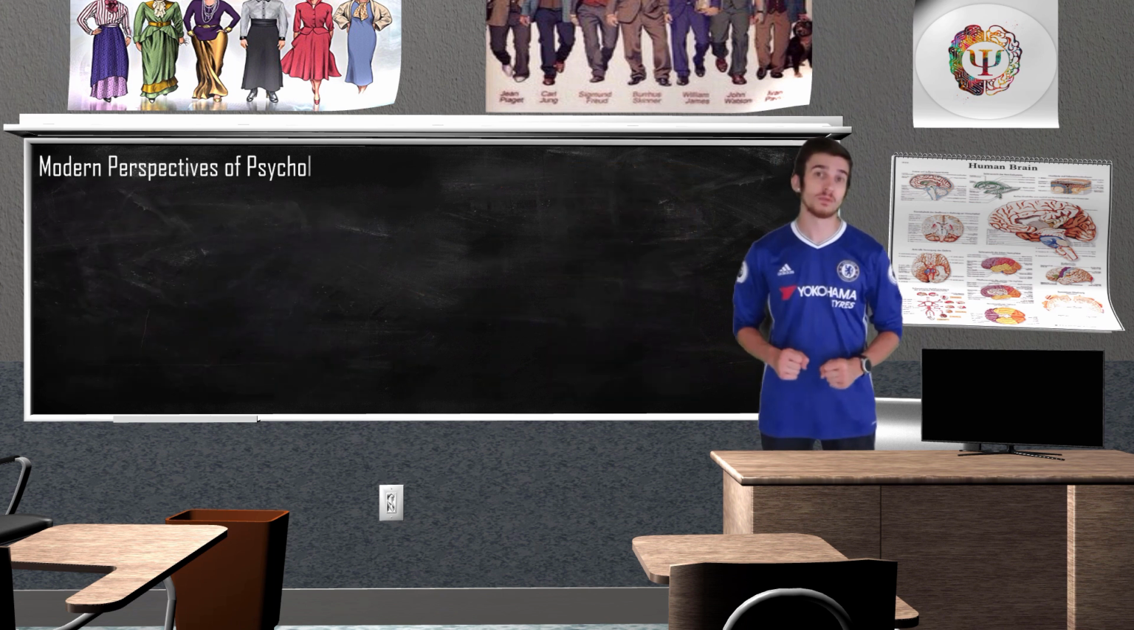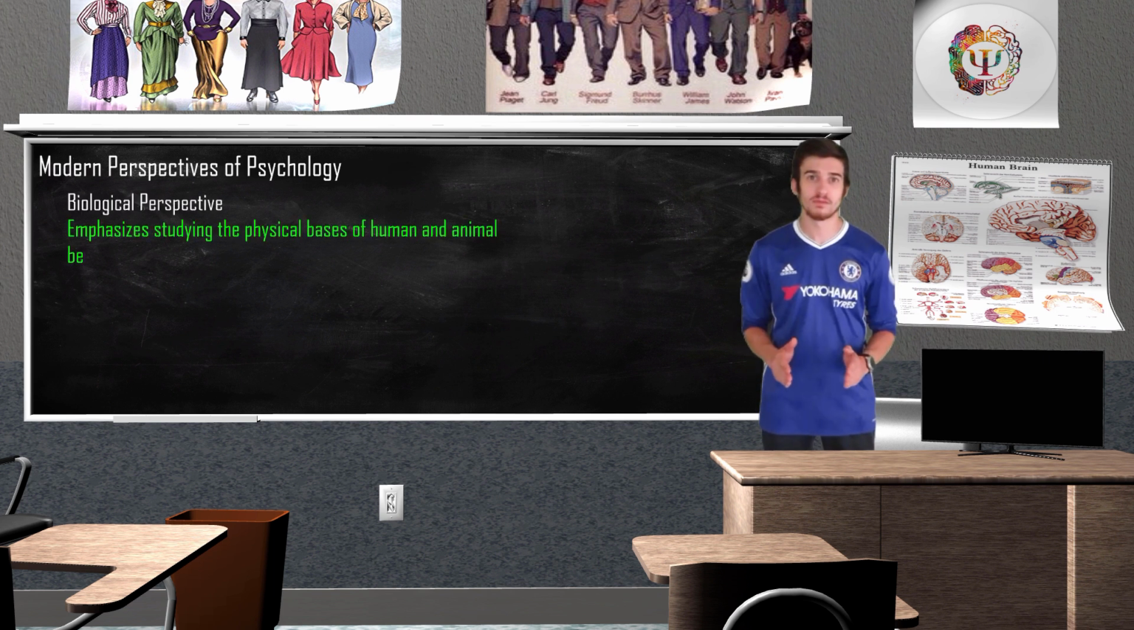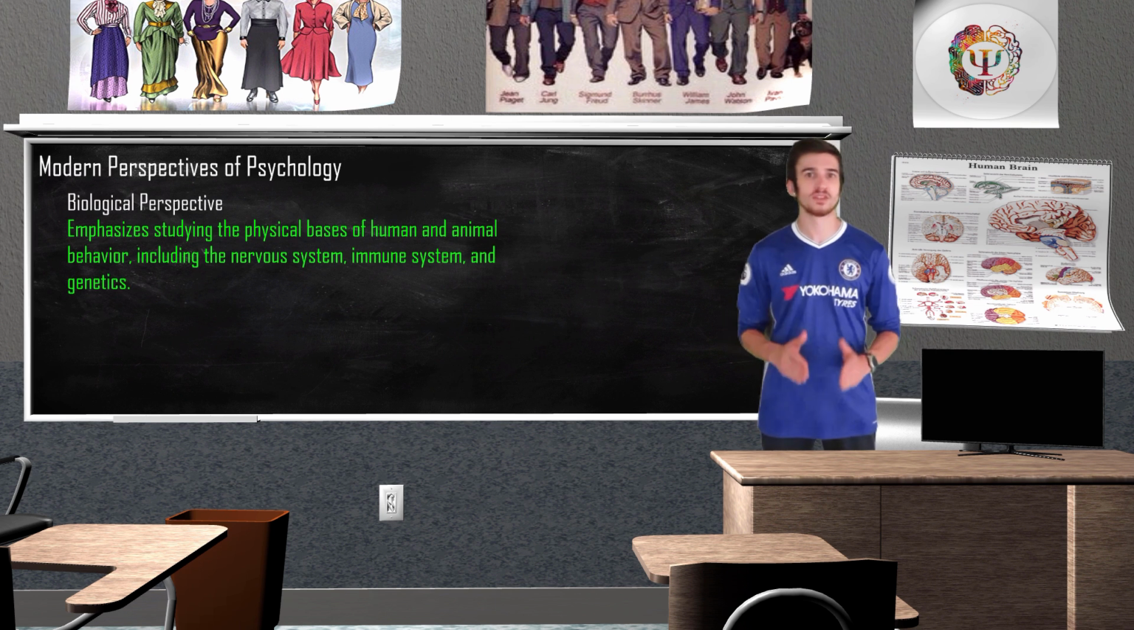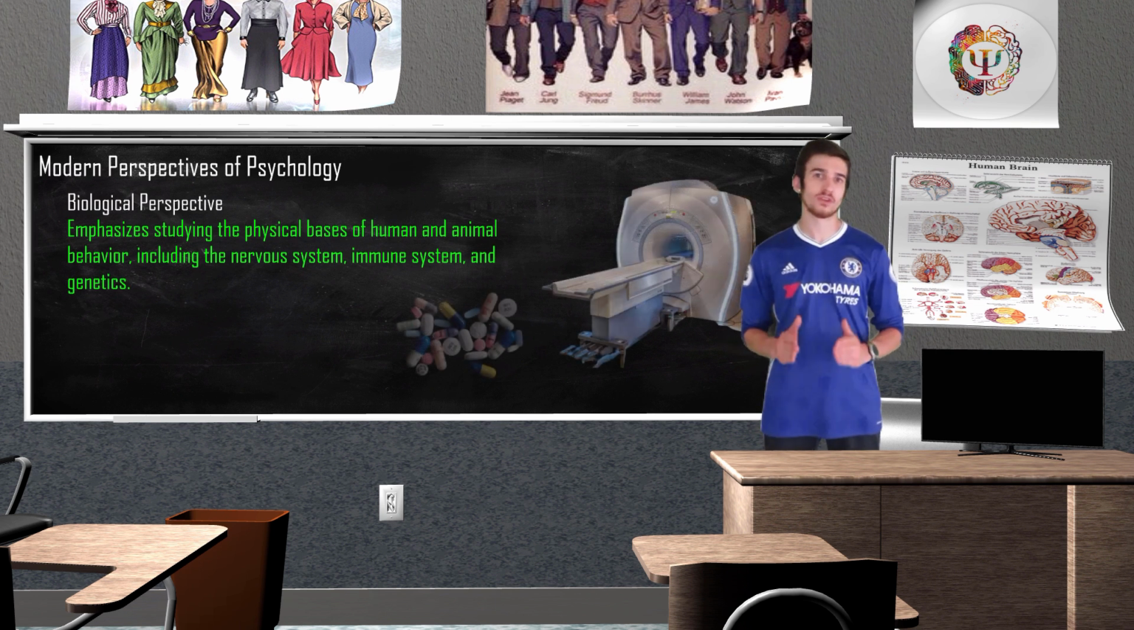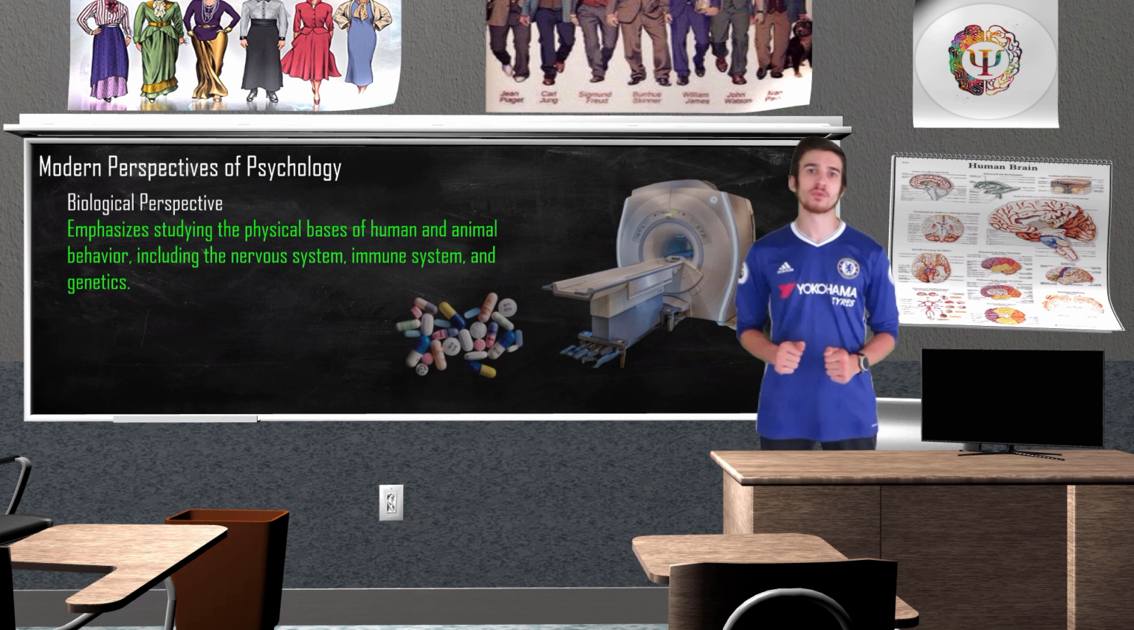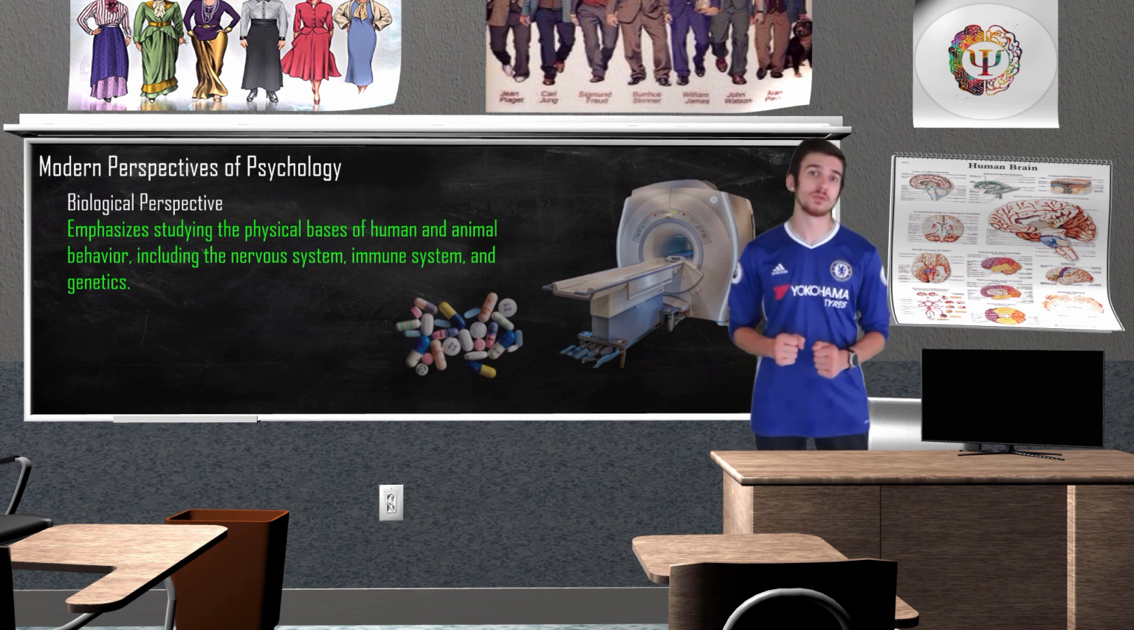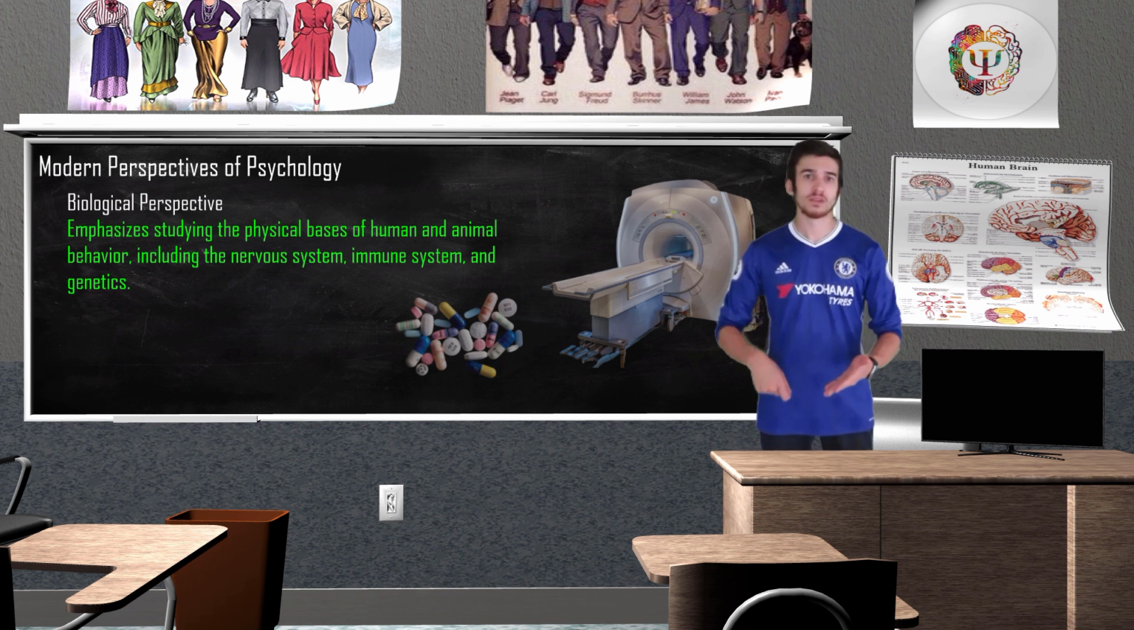Today, psychologists follow several different perspectives that stem from the schools of psychological thought we just talked about. Starting with the biological perspective, due to scientific advancements with things such as brain scans and the introduction of psychotropic medications, the biological perspective has been able to shine in the 21st century. The biological perspective is going to focus on studying the physical basis of human behavior. This will include things such as your nervous system, your immune system, your endocrine system, as well as your genetics. Many biological psychologists believe that the mind is what the brain does.